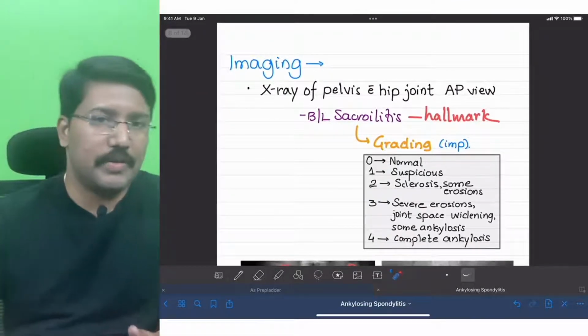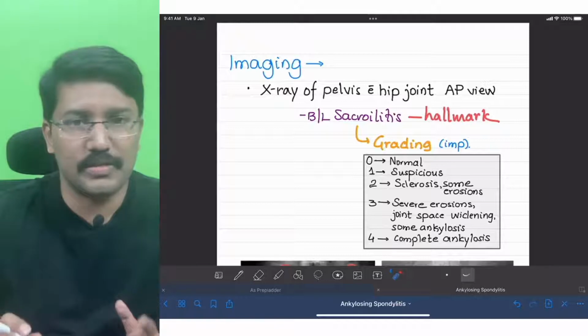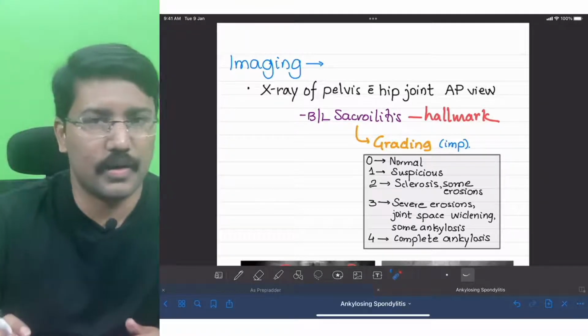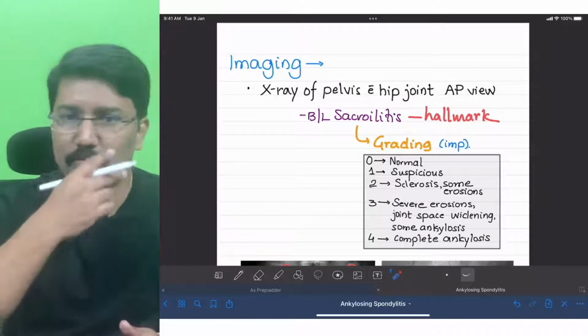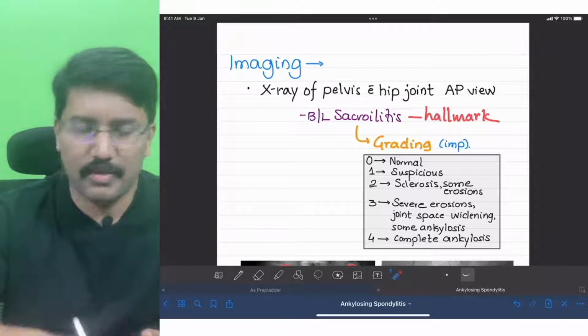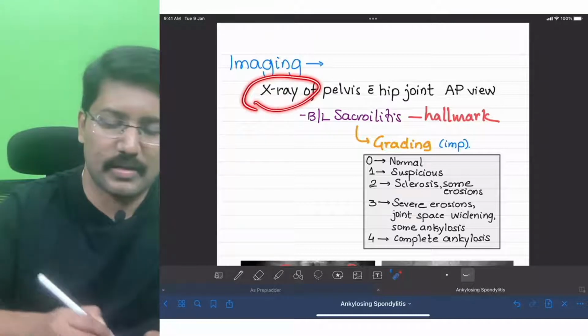Now coming to investigation or imaging. Imaging is a must because radiological evidence of sacroiliitis is a must for the diagnosis of ankylosing spondylitis. Right? If it is not there, we would be calling it non-radiographic axial spondyloarthritis. Right? So the routinely performed investigation is basically X-ray.